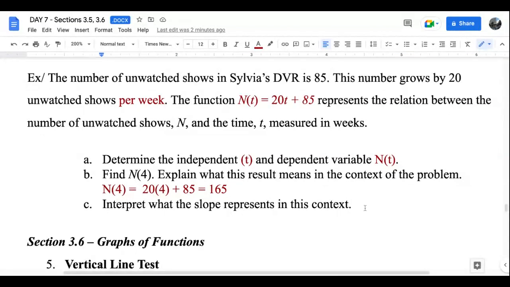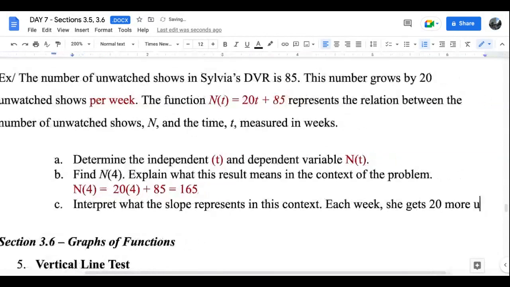Interpret what the slope represents in the context. Right? So each week, that's right here. Each week she gets 20 more unwatched shows.